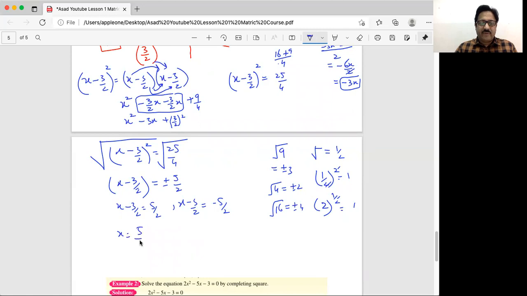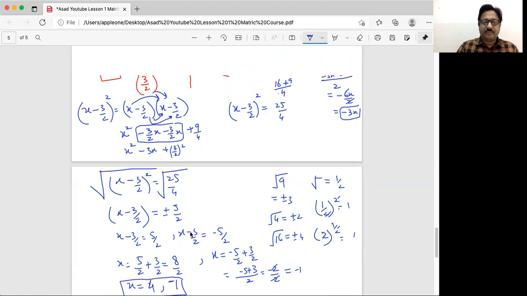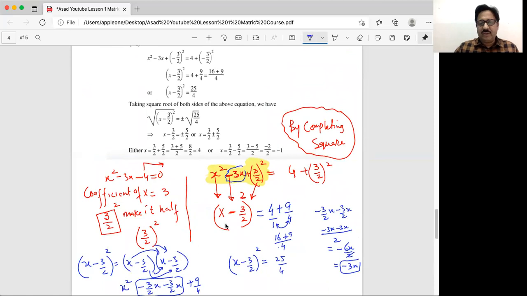So x is 5 over 2 plus 3 over 2, which is 8 upon 2, and it means x is 4. Here we have x is minus 5 upon 2 and plus 3 upon 2. So result is 2 and minus 5 plus 3. So the result is minus 2 over 2 and the result is minus 1. So हमारे पास दो वैल्यूज आई हैं x की, एक 4 है और एक minus 1 है. These are solutions for x. So that's the result. You see here we have the same results, minus 1 and 4.